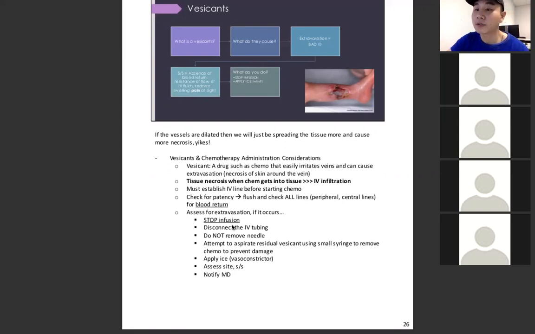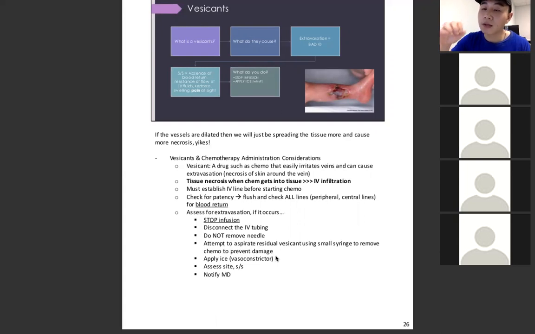So if there's a question regarding priority, what do you guys do first? Stop the infusion first. Then we disconnect the IV tubing. We do not remove the needle immediately. We will attempt to connect a syringe to the needle and attempt to aspirate, withdrawing the residual vesicant using the small syringe to remove chemo and prevent damage. So that's really important, okay?